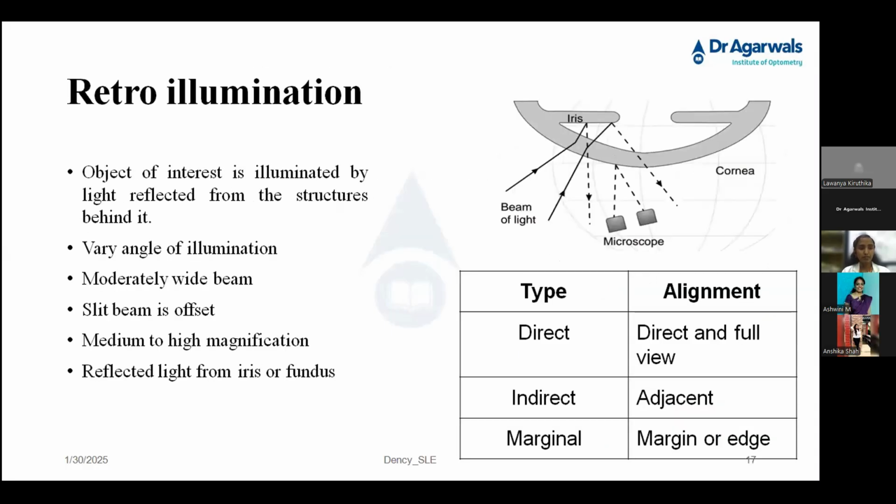Retro illumination. The object of interest is illuminated by light reflected from the structures behind it. Vary the angle of illumination. Use a moderately wide beam. The slit beam is offset, with medium to high magnification, and reflected light from the iris or fundus.